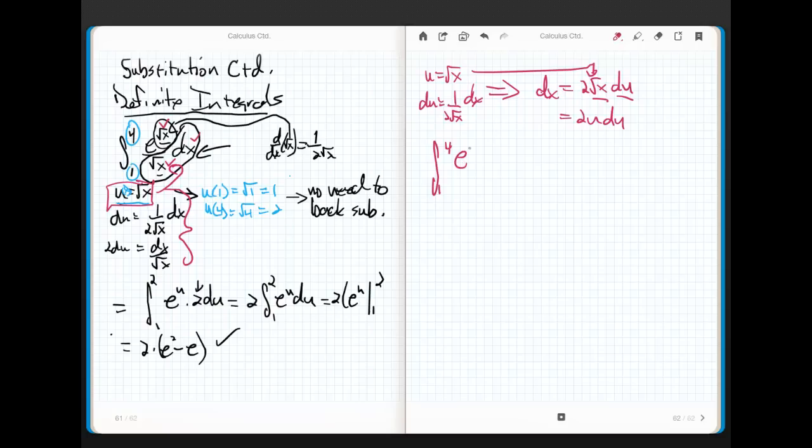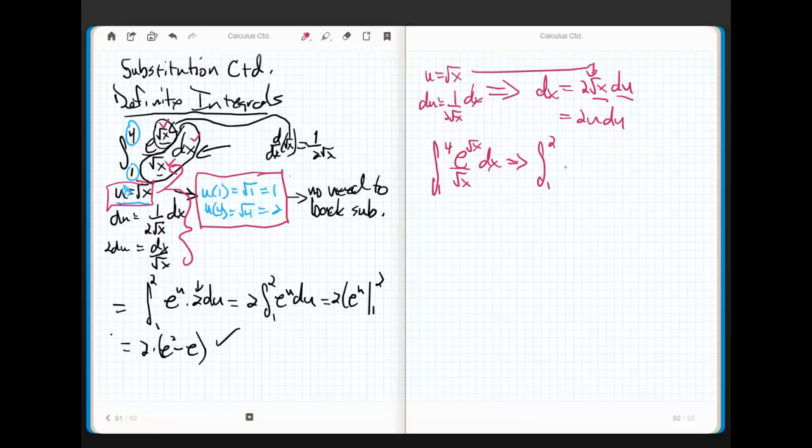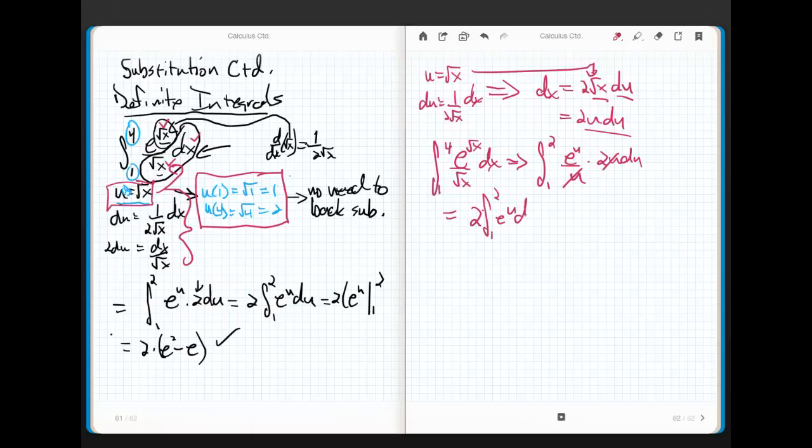But let's start out. I know that this is going to be e to the root x over root x dx, right? I know that this is going to turn into the integral from 1 to 2 because right here, remember, I changed my limits. And I'm going to get, okay, well, let's see, dx is 2u du. So I'm going to have a times 2u du, right? And then I'm going to have an e to the u and then over u. Now, notice my u's cancel, and I end up with, if I pull the constant out, 2 times the integral from 1 to 2 of e to the u du.